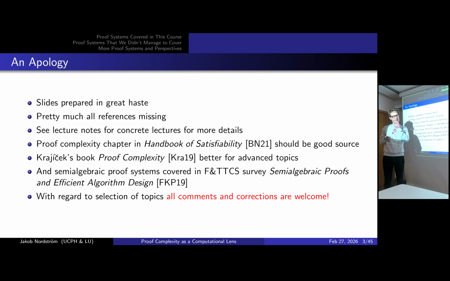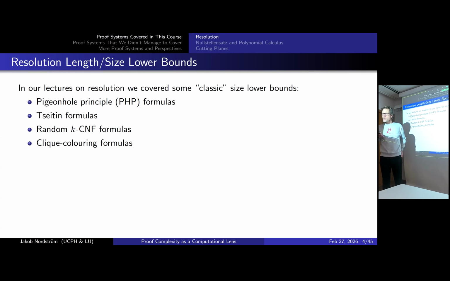So this is intended to be a bit of a forward-looking lecture. Where do we go from here? What good problems are there to work on? So we started with resolution, which, I think it's fair to say, is a very well-studied proof system, but there are still lots of nice questions about it.